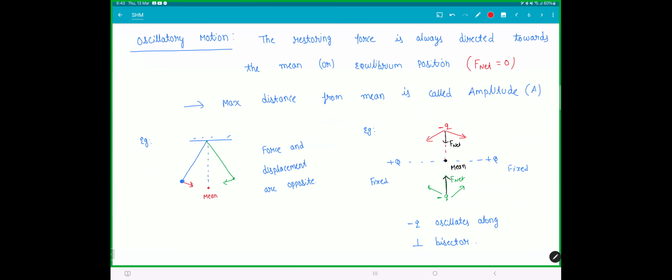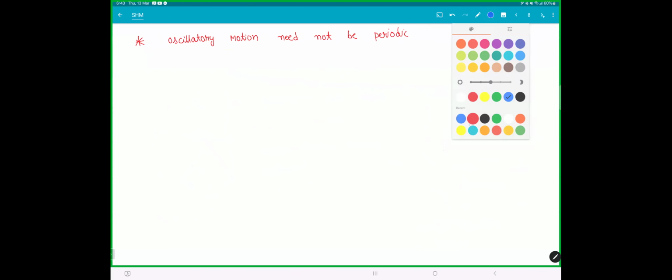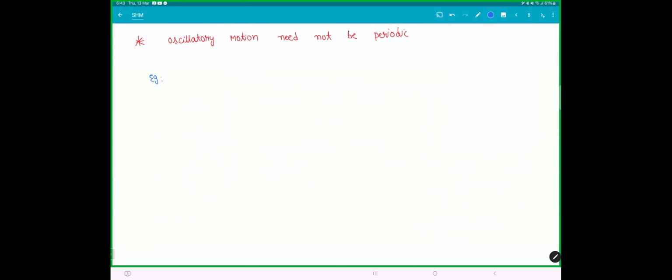Now look at the definition of periodic. I never talked about time or anything. I simply said the restoring force must be towards the mean. So if you take a case like this, a pendulum with air resistance.